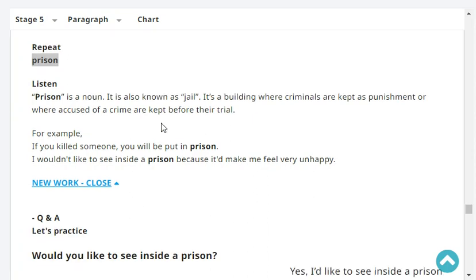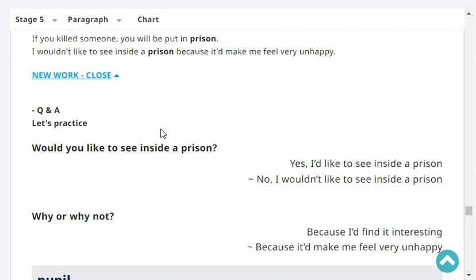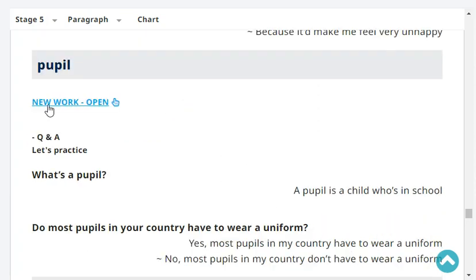Let's practice. Would you like to see inside a prison? Yes or no? No, I wouldn't like to see inside a prison. Why not? Because it would make me feel very unhappy. Very good.